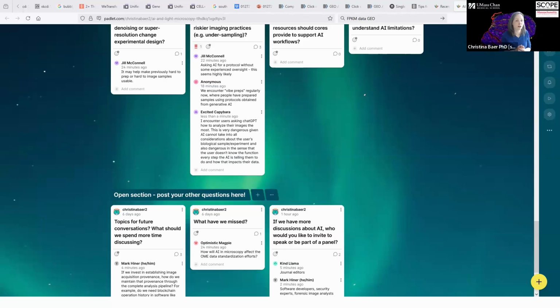Though I did love the mention on the Padlet of people doing vibe preps using protocols that they've just found by asking ChatGPT, and I've definitely seen my share of that. I've also seen my share of, well, ChatGPT told me to use this microscope in your course, so that's the one that I'm going to use. And I think keeping that human in the loop is definitely super important for all of us.